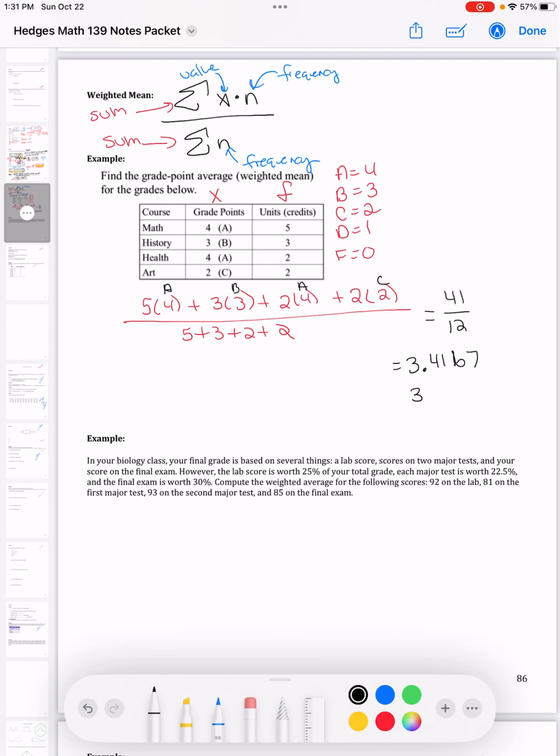So we might say a 3.4 GPA. Let's say we're going to round to a 10th place. Follow whatever rounding rules you see on directions. If you don't see any, just ask.